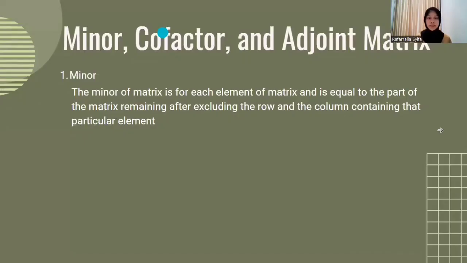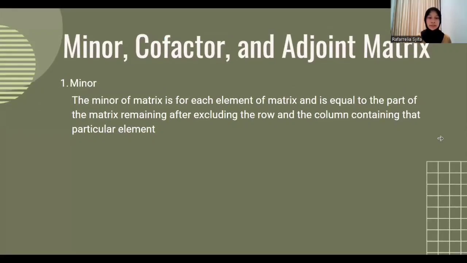Next, minor, cofactor, and adjoint matrix. First, minor. The minor of a matrix is defined for each element of the matrix and is equal to the part of the matrix remaining after excluding the row and the column containing that particular element.